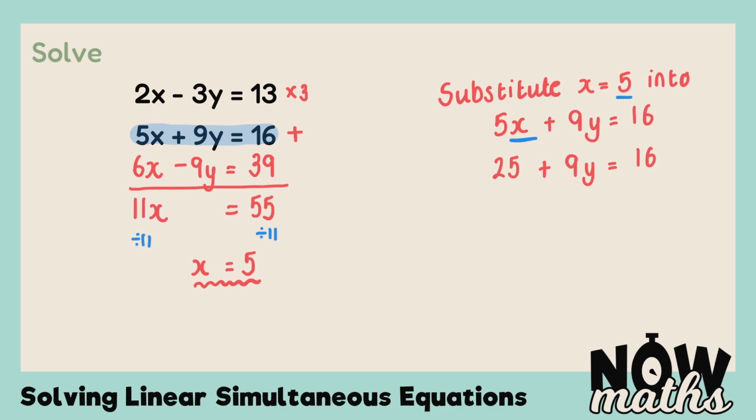And then to solve, we subtract 25 from each side, which gives us 9y on the left, and being careful on the right, 16 subtract 25 gives us negative 9. Then dividing by 9, we have y on the left and negative 1 on the right. So our final solution is x equals 5 and y equals negative 1.